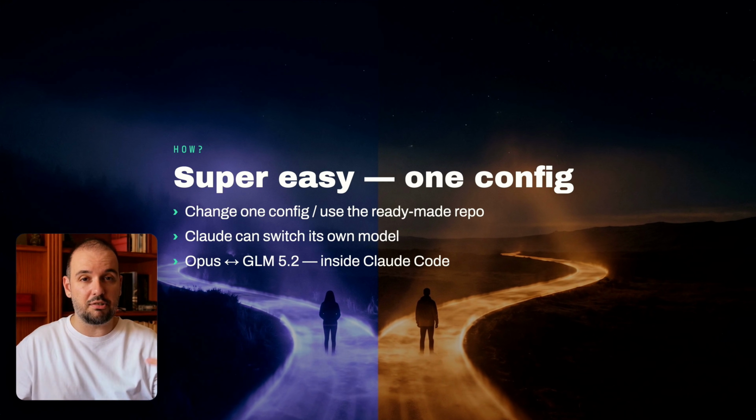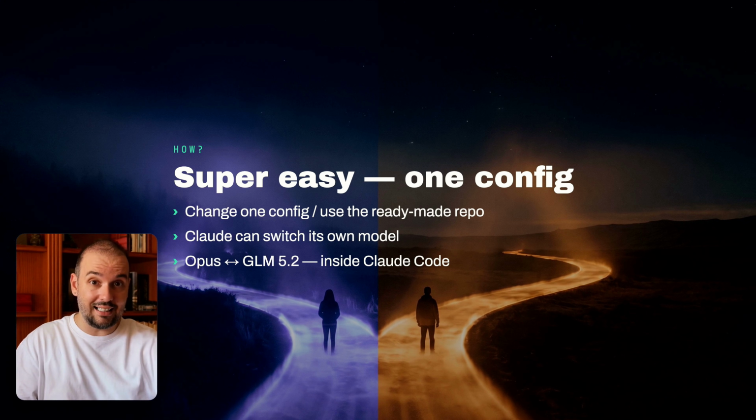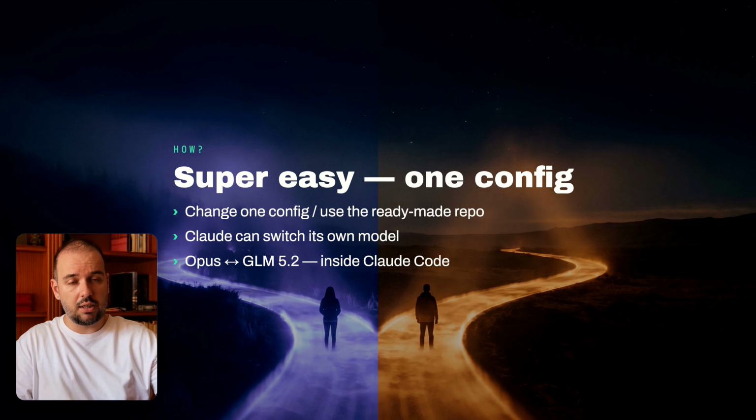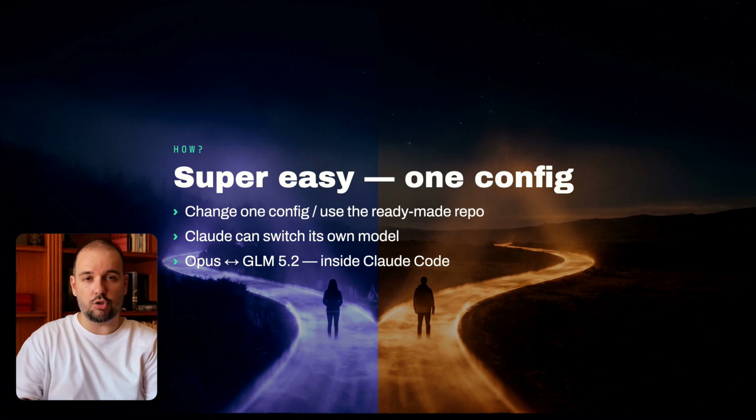It's quite easy. We just change one config, or there's a repo I made called Claude X. You can use that, and just like that, Claude can even change its own model automatically. Inside Claude Code, we can use GLM 5.2 instead of Opus.